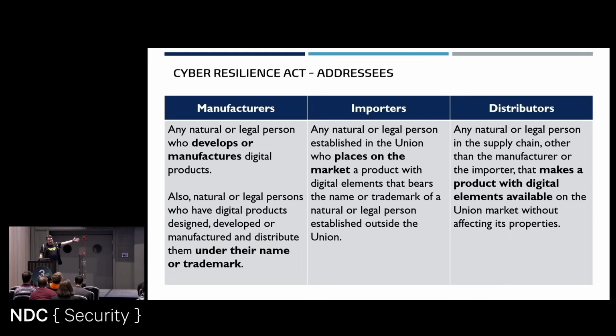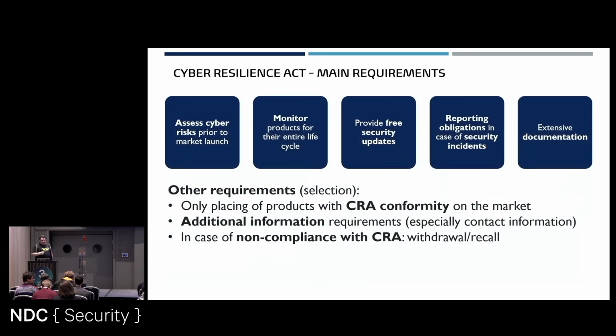And then distributors. So anyone in the supply chain that makes a product with digital elements available without affecting its properties, they still need to fall under this CRA, and they still need to ensure that the product itself abides by the CRA. So the main requirements are, one, to assess the cyber risks before you launch the product on the market. Again, software or hardware, doesn't matter. You need to monitor those products for their entire life cycle and provide free security updates. This is the biggest thing, I think, here. Free security updates for the entire life cycle of the product or service.